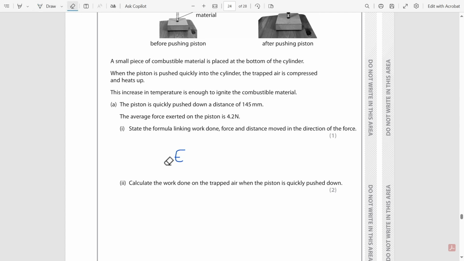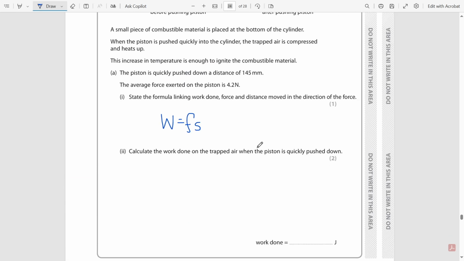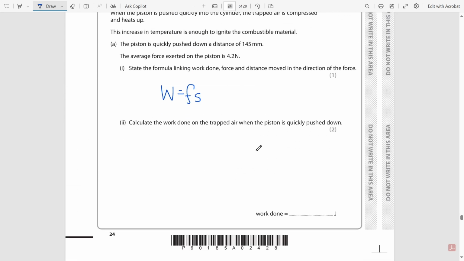Work done. We should probably put that as W now, not E. I like putting it as E because then you see E more anyways. Force times distance. I'd say FS, because remember distance is supposed to be S, but I have a bad habit of putting D. It's allowed in the mark scheme, but I'm going to be wary. Some other tests they might not allow it.